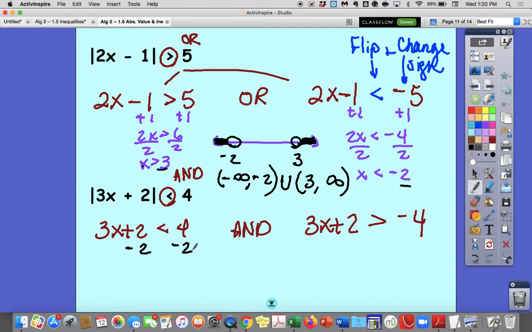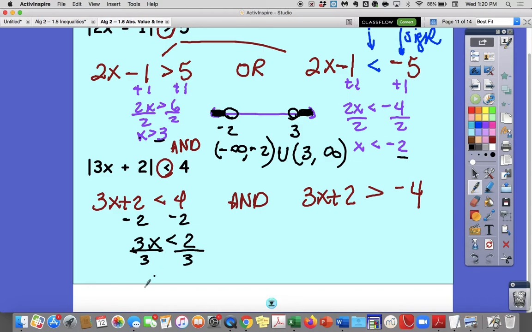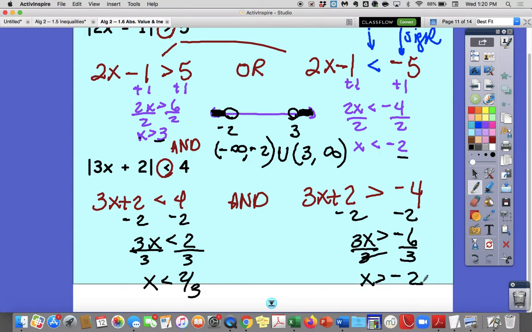Go through and keep working. So if you divide that thing by 3, let's see if we can extend this page. That's going to give me x is less than 2/3. And over here, I've got 3x is greater than negative 6. Divide 3 by 3. X is greater than negative 2.